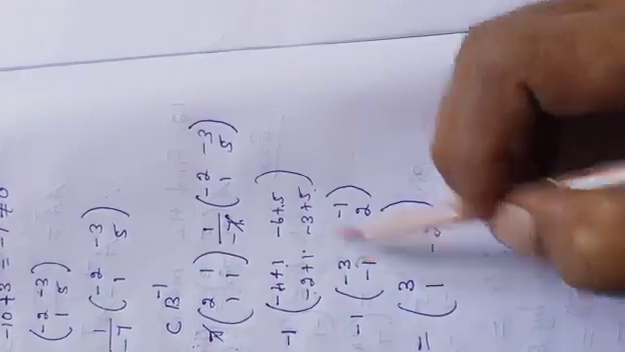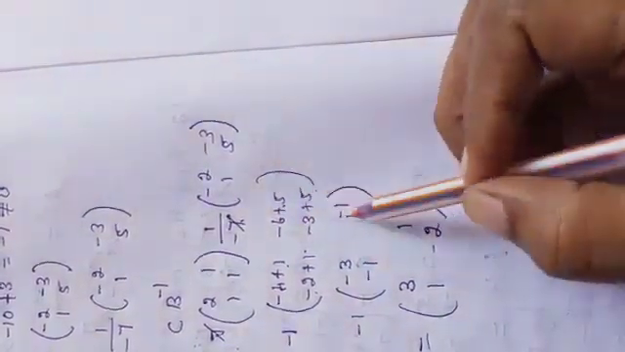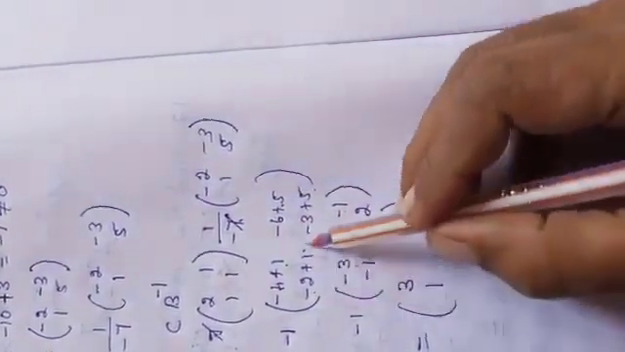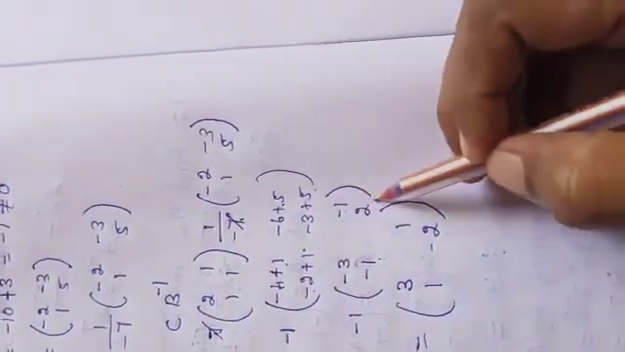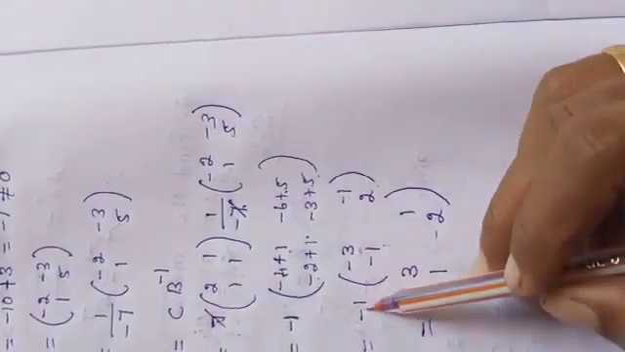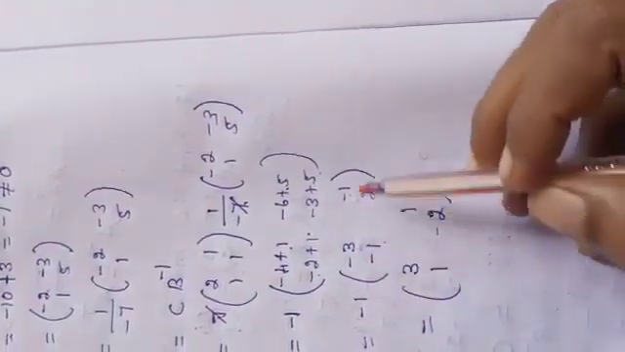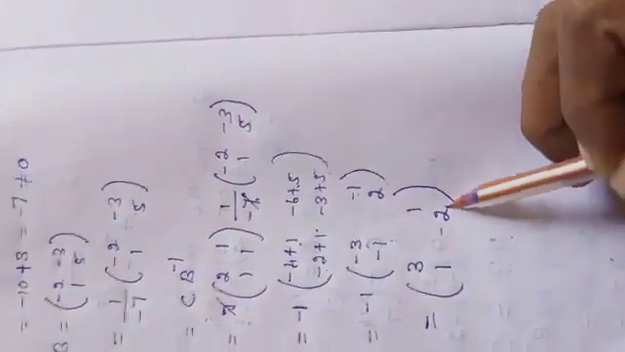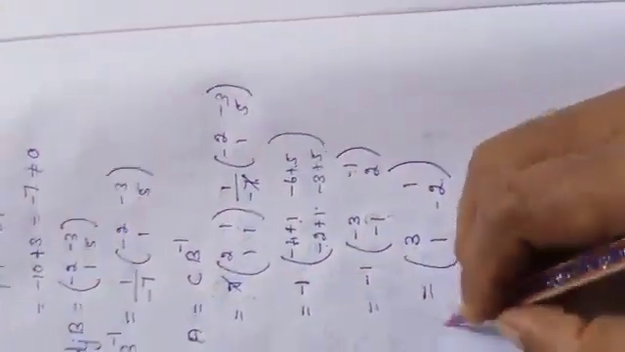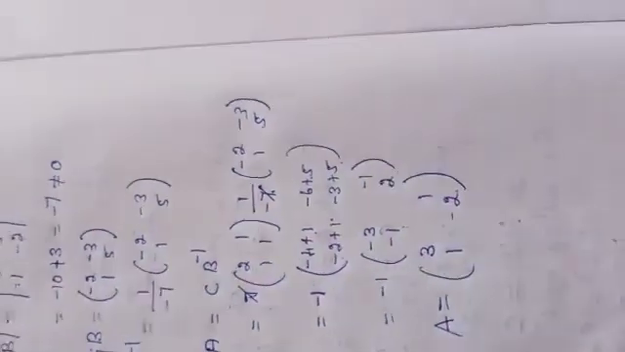Minus 4 plus 1 is minus 3. Minus 6 plus 5 is minus 1. Minus 2 plus 1 is minus 1. And minus 3 plus 5 is 2. Now take the minus 1 inside and multiply by minus 1. So we get 3, 1, 1 and minus 2. This is the matrix A.